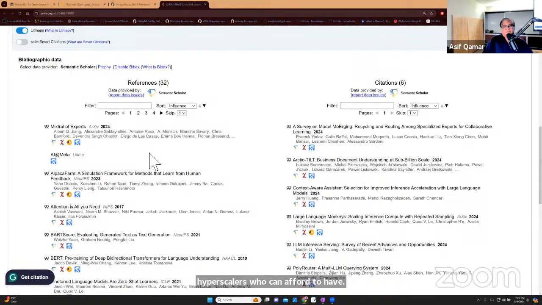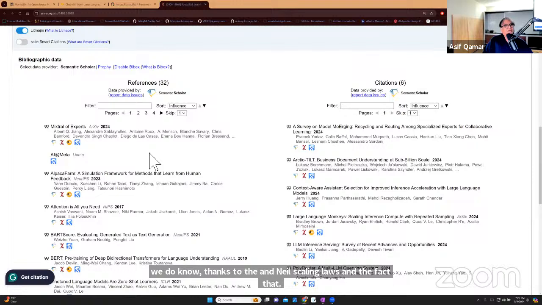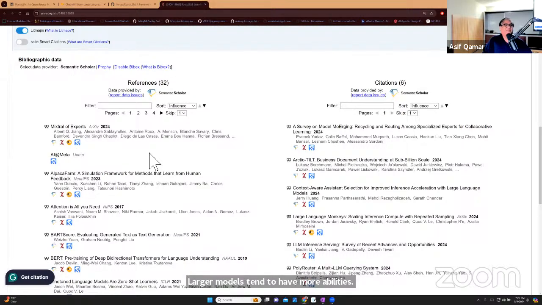Now, we do know, thanks to the neural scaling laws and the fact that larger models tend to have more abilities, that large models perform much better. The bigger the model, the more it has been trained, the more tokens it has been trained on. Generally, on benchmarks, it does very well. And in real life, it does very well, right?